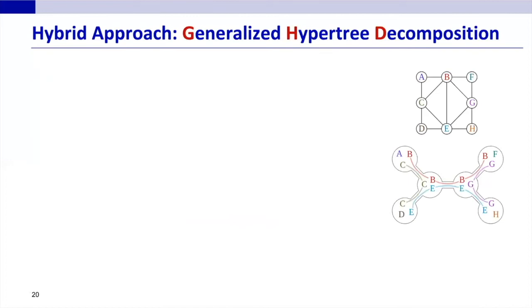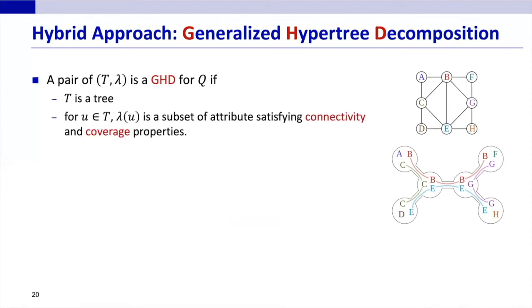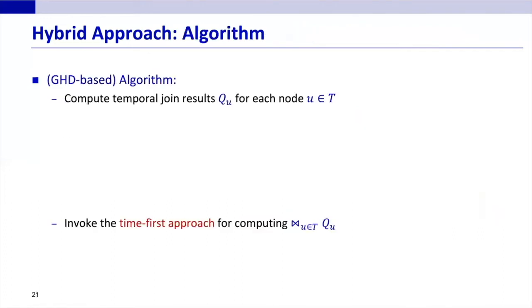Next, we turn to general joins by borrowing the powerful tool of generalized hypertree decomposition. Intuitively, a GHD of a join query is a tree whose nodes are a subset of attributes, satisfying the attribute connectivity and the relation coverage properties. Our hybrid approach based on GHD works as follows. We first compute the temporal join results for each node using the join-first approach and materialize the join result as an input relation. Then we are left with an acyclic temporal join and invoke the time-first approach.